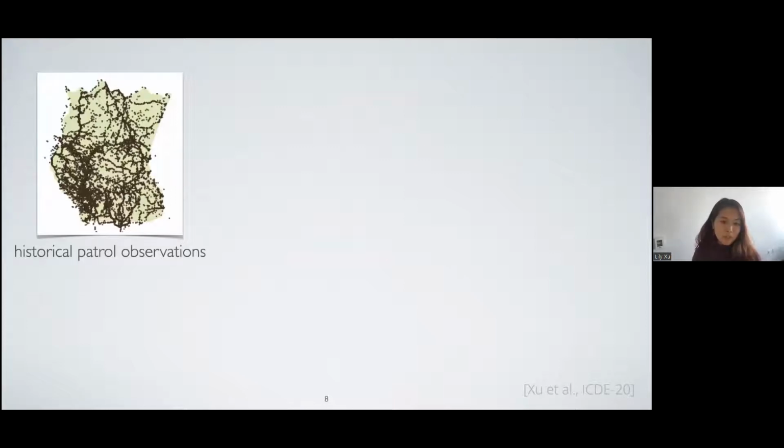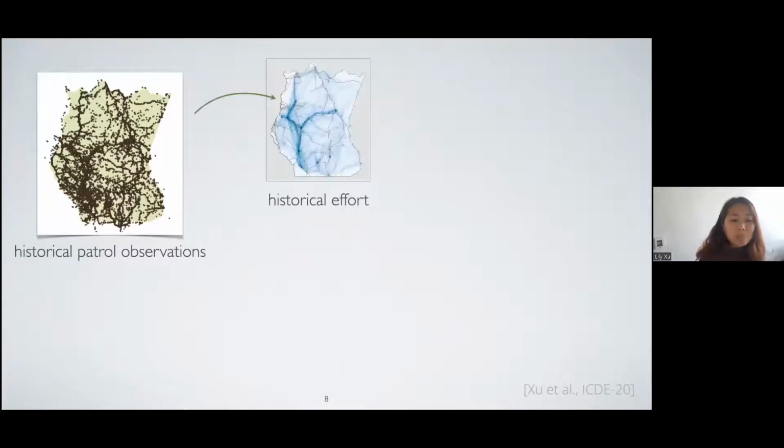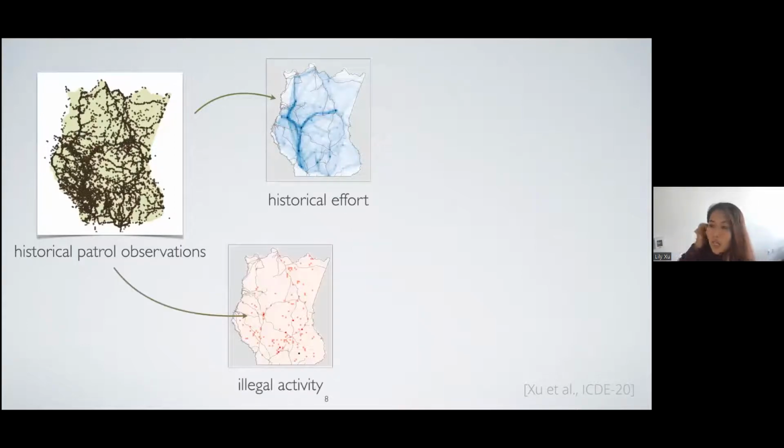So to start us off by looking at the supervised learning problem, again, we turn back to our historical patrol data in which we have these observations throughout the park. And then we discretize this park into 1 square kilometer regions. So each one of these pixels is a 1 by 1 square kilometer area in Srepok. And the dark blue areas are the places that have historically a lot more patrol effort. And then we're also able to isolate out the illegal activity instances in this data. So each of these dots, for example, corresponds to 1 location where they found snares.